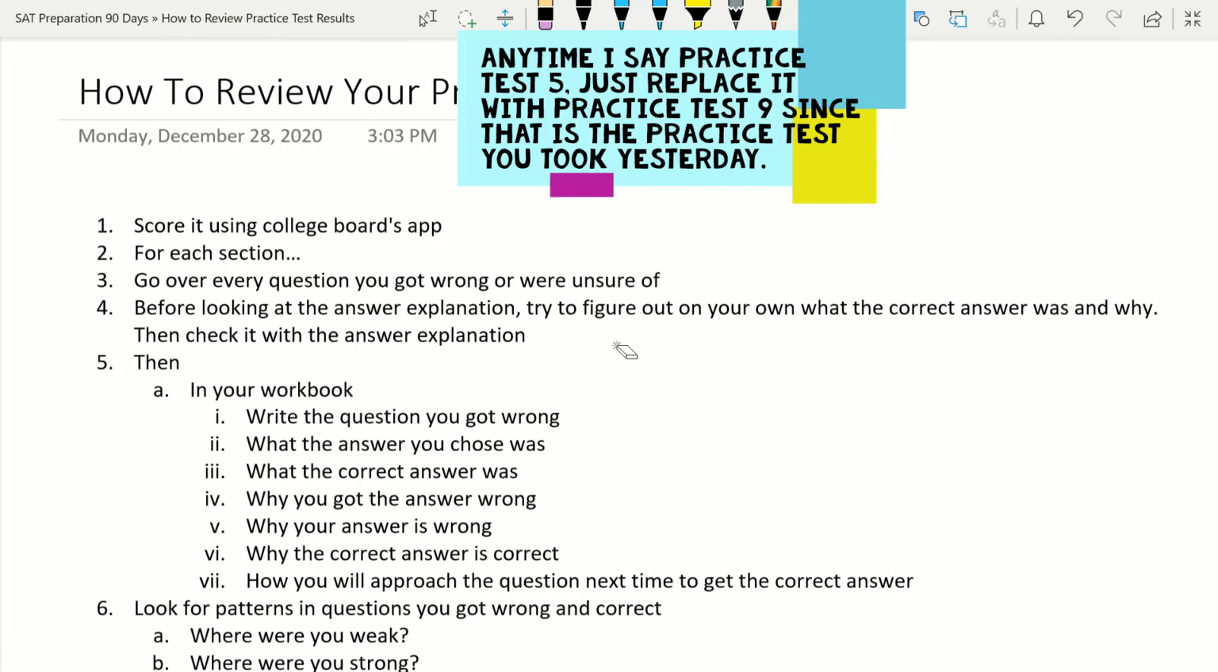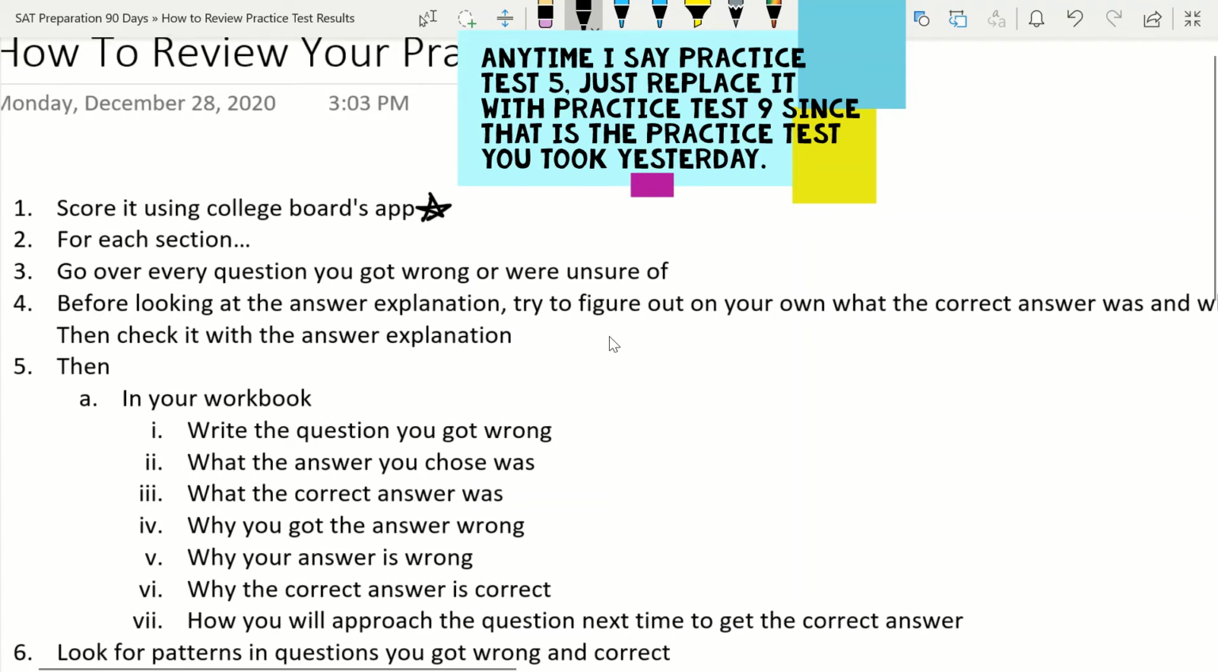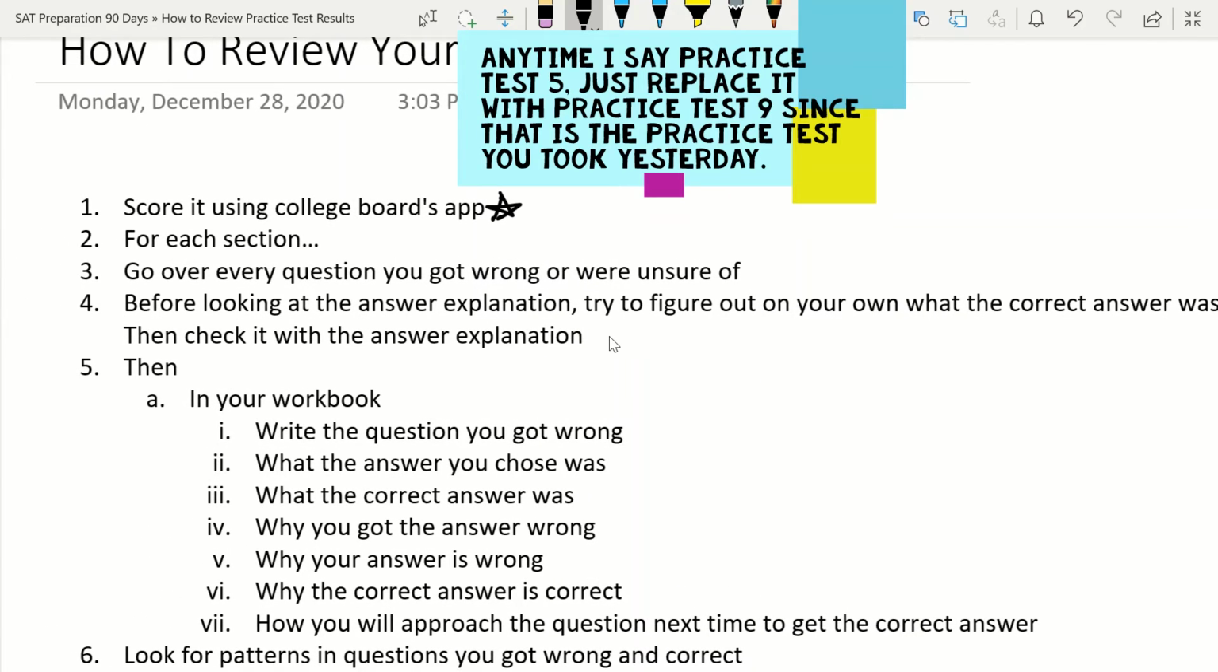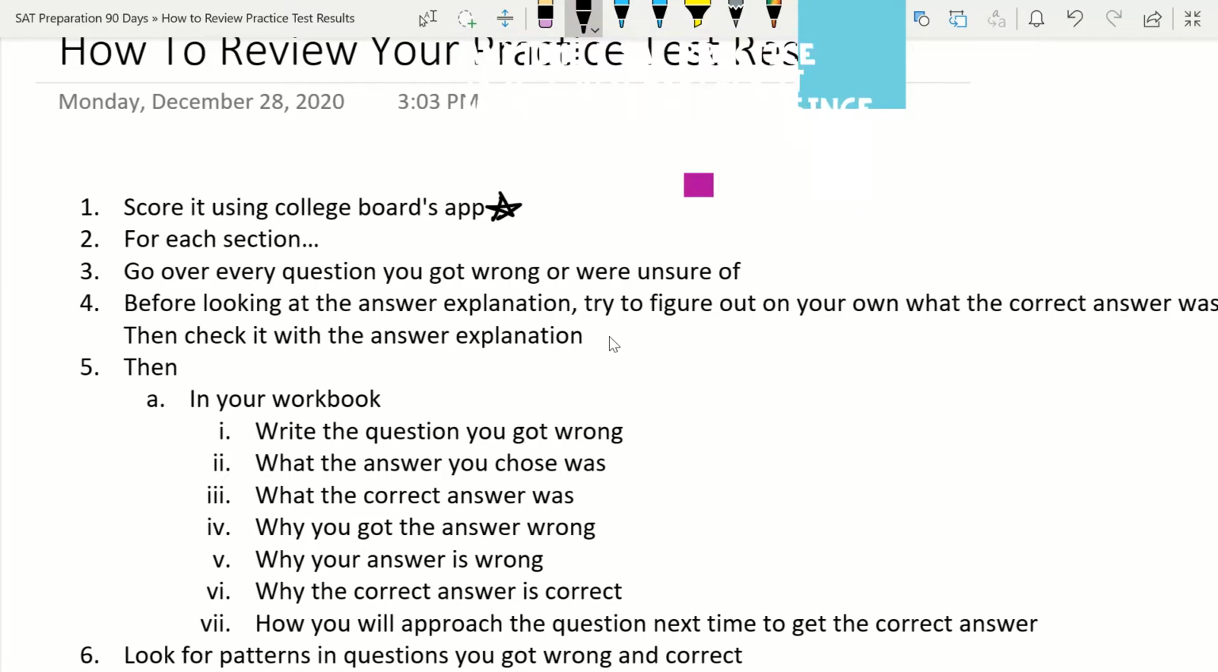What we're going to do then today is we're going to go over how you can get the most out of that practice test that you took. So the first thing that you're going to do is you are going to score your practice test using the College Board's app. Okay, so if you wrote your answers down on the bubble sheet like you were supposed to, then you can take a picture with College Board's app of your pages from your bubble sheet, and it will automatically score it based on the practice test that you input. So you'll take your pictures, you'll enter in that you took practice test 5, and it will score it for you. So that's very easy. It makes it so you don't have to manually score it. It just does it automatically by taking that picture.